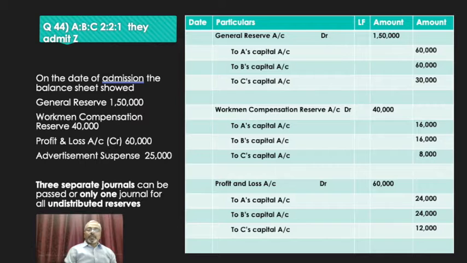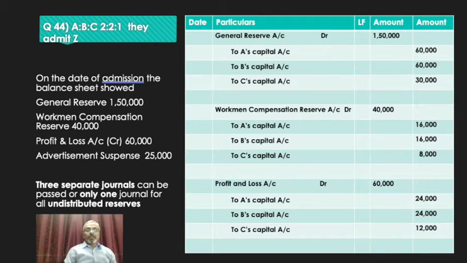balance sheet. In the liability side, we have a general reserve of 1,50,000, workmen's compensation reserve of 40,000, profit and loss account 60,000. These are accumulated profits and losses which should be distributed among the partners on the admission of a new partner, as the new partner will not get any benefit of these three things. Apart from that, in the asset side, we also have an advertisement suspense account of 25,000 which will not be given to the new partner.